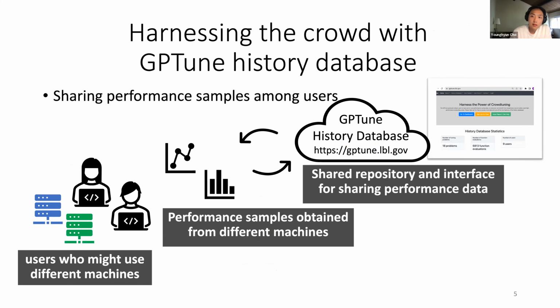Therefore, we are building the GPTune history database, which is to harness the power of the crowd in autotuning. Basically, the GPTune history database is to share performance data samples among different users on different HPC systems. As shown in this figure, there are many users who might use different machines, and there will be performance data samples obtained from different machines. The GPTune history database is a shared repository and interface to enable data sharing between multiple users.